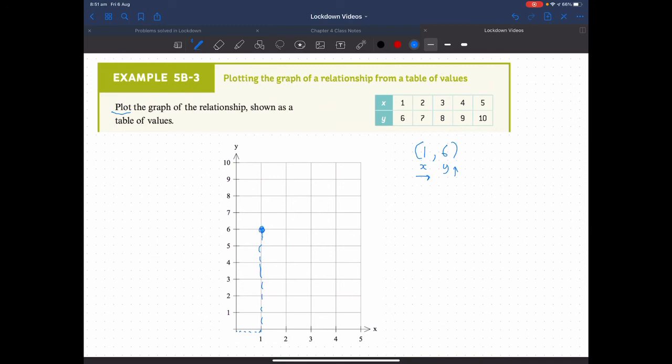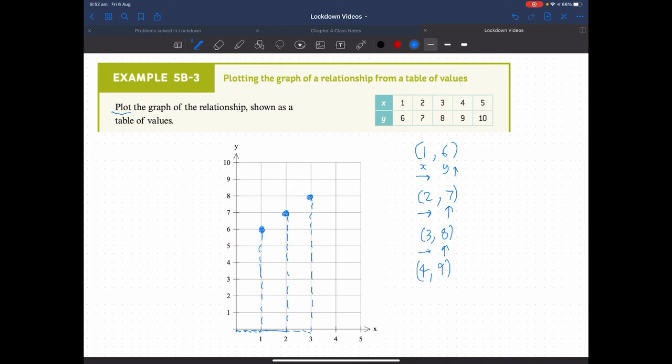The next point I have is the point 2, 7. 2 across, 7 up. So go across to 2, up to 7, and mark in my point. The next point I have is 3, 8. So I'm going to go across 3, up 8. So across to 3, up to 8. The next point I have is 4, 9.